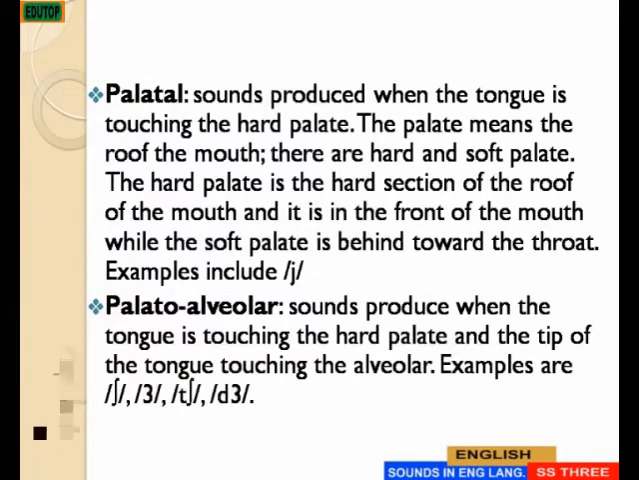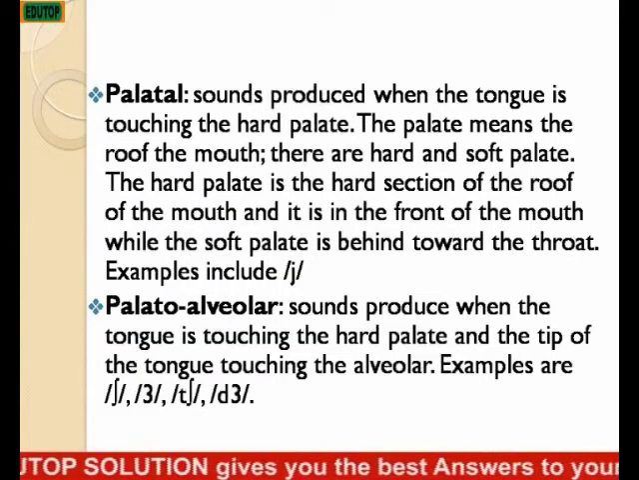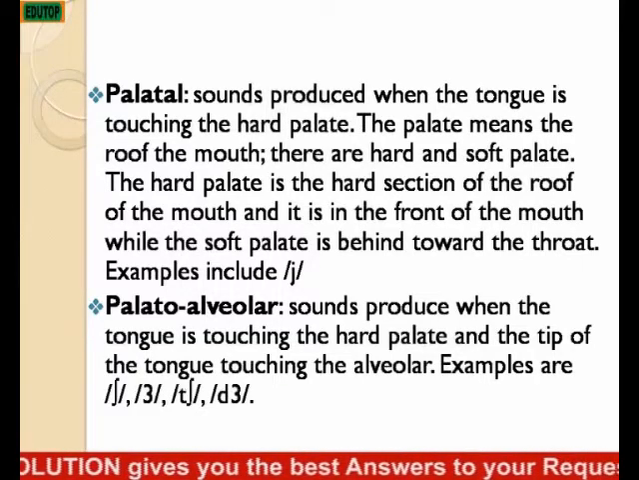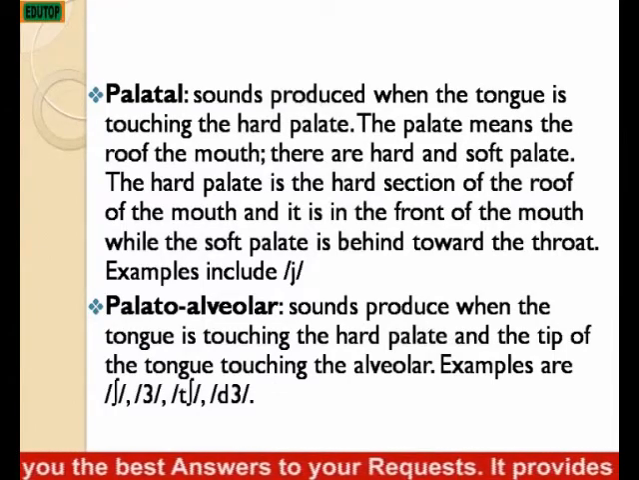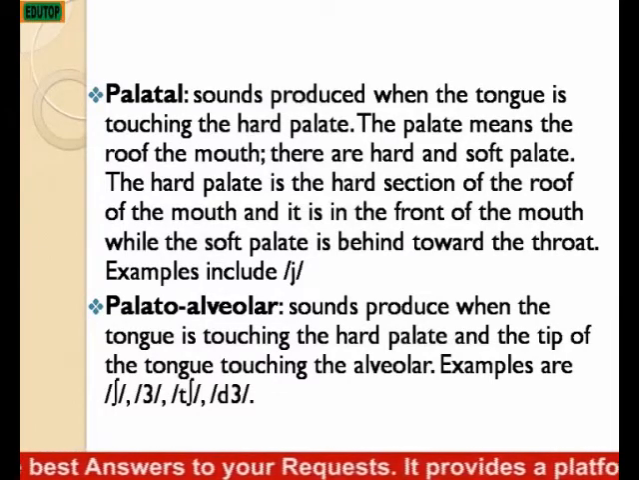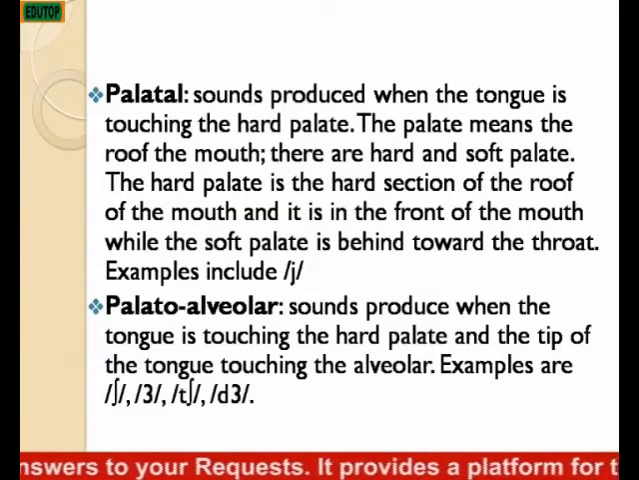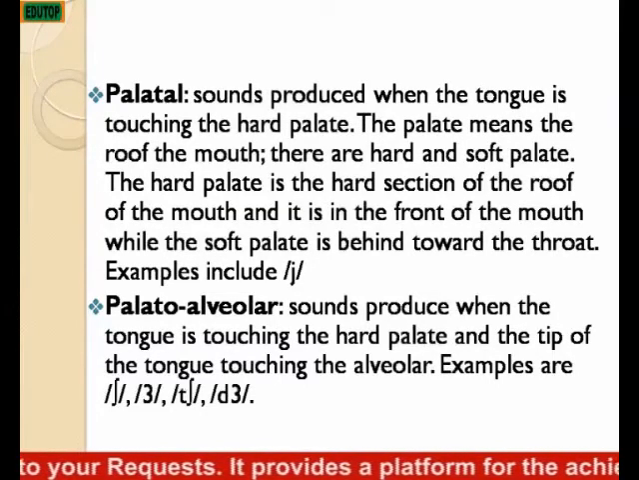Palatal sounds are produced when the tongue is touching the hard palate. The hard palate means the roof of the mouth, that is the hard part of the roof of the mouth. There are two parts in the roof of the mouth. We have the hard palate, that is the one towards the front of the mouth, and then the other one behind, towards the throat. It is called the soft palate. So palatal sounds are those ones that are produced when the tongue is touching the hard palate. We have just one palatal sound in English language, and that is j.